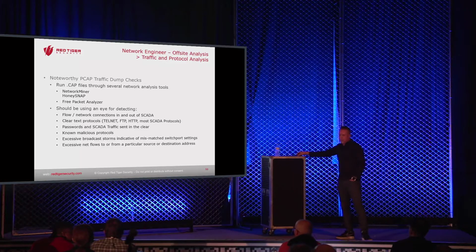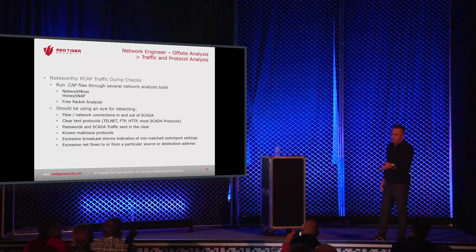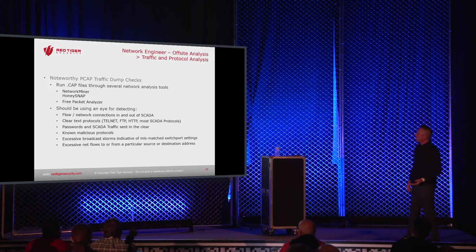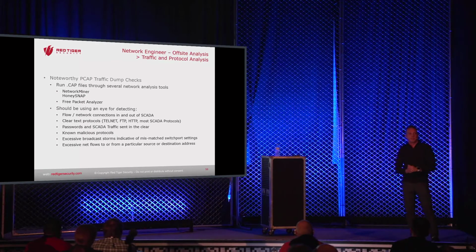You also want to go through the PCAP files you captured at the plant and make sure that these systems don't already have malware in place. Make sure that protocols are not in clear text, hopefully. Look at potential broadcast storms, excessive net flows from a specific host. If you ranked the transmit and receive from a PCAP file, and it showed that there was one device in the network that had like 80% of the traffic coming to it or 80% of the traffic leaving it, that might be a host that you want to look at more closely.